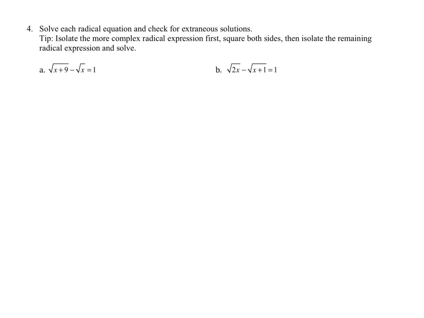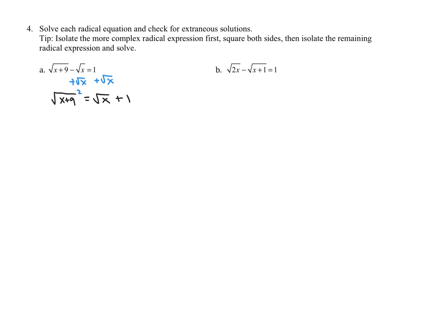These next examples have multiple square roots. So we still want to solve these by isolating a square root, but which one do we isolate first? Well, my advice is to isolate the one that's slightly more complex first. So in this first example, I'm going to isolate the square root of x plus 9 first. So I'll do that by adding the square root of x to both sides. And I get the square root of x plus 9 equals the square root of x plus 1. So the square root of x plus 9 is now by itself.